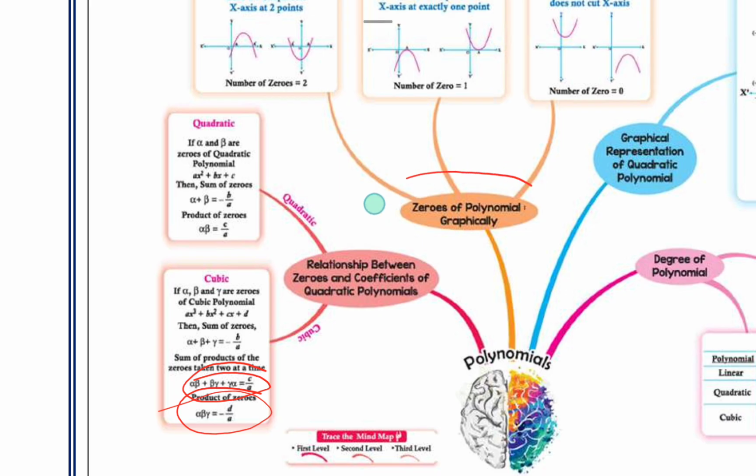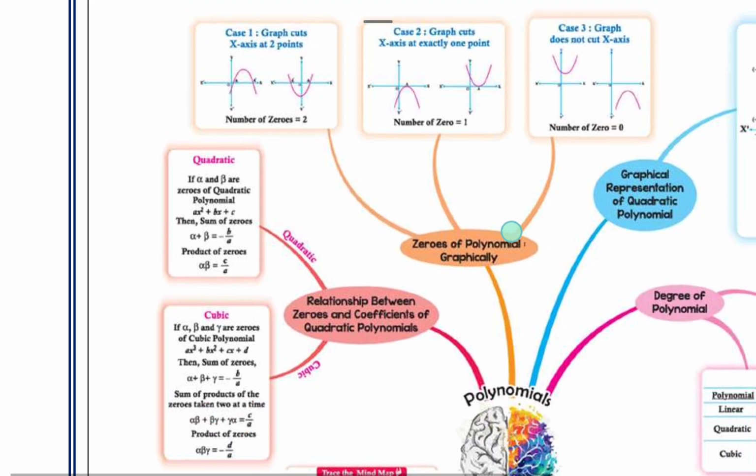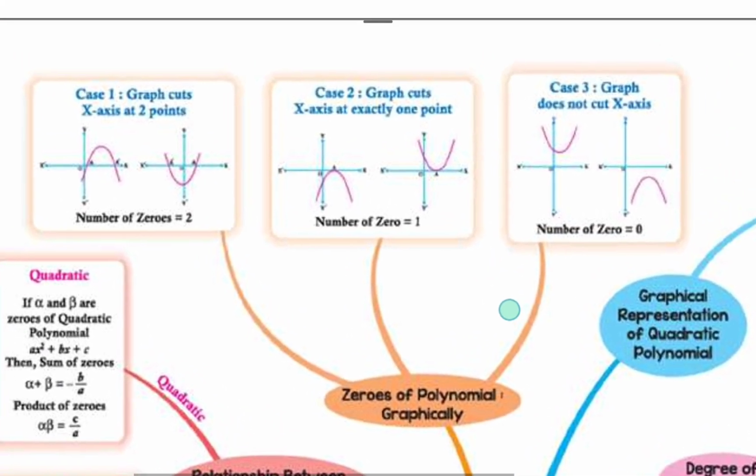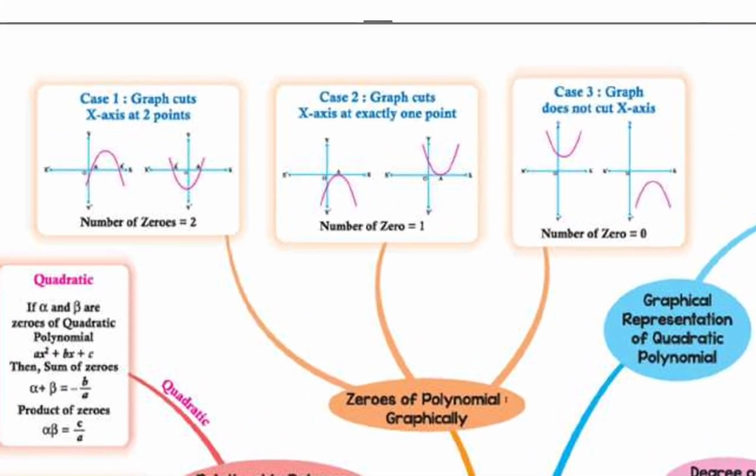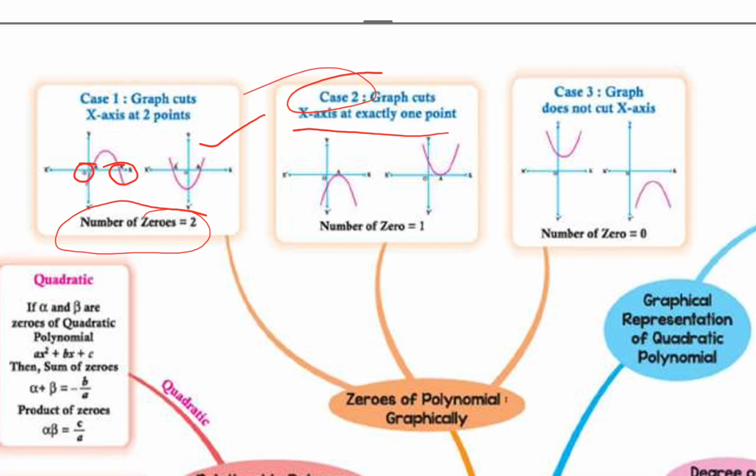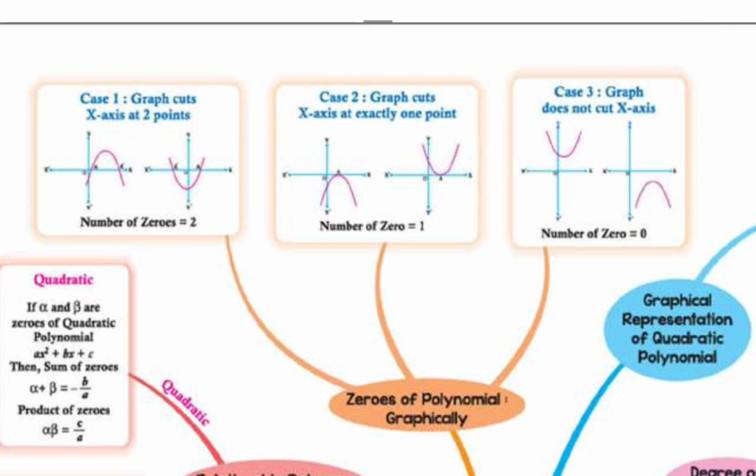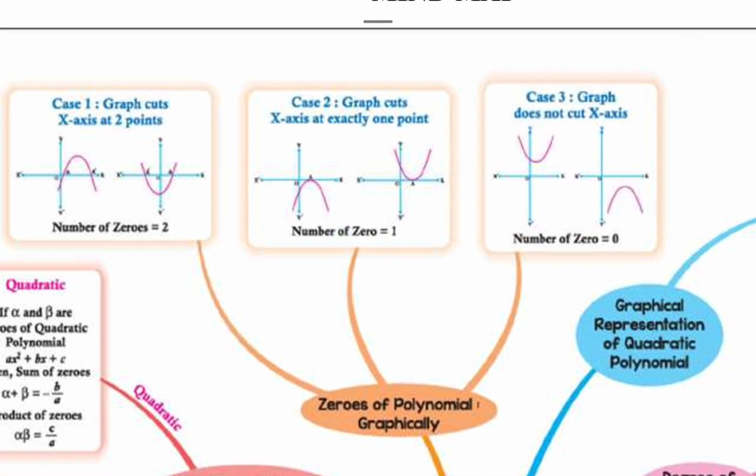Next is the zeros of the polynomial graphically. Here is the graphical representation of zeros of the polynomial. When the graph cuts the x-axis at 2 points, you can see here 1 point and here also 1 point, so the number of zeros is 2. This diagram also shows the graph meeting the axis at 2 points. In case 2, the graph cuts the x-axis at exactly 1 point, a single point. You can see in this diagram the graph cutting at a single point.